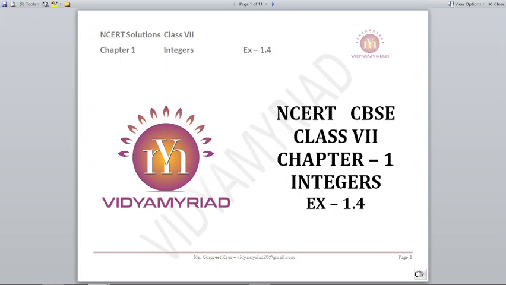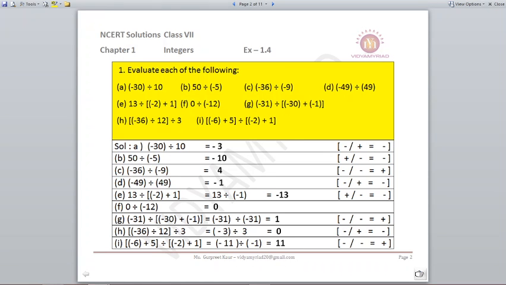Today I have come up with exercise 1.4 for class 7 integers, which is the last exercise. Let us quickly do it. Question number 1. Evaluate each of the following. Where you have a number of parts, we need to just divide and take care of the minus sign like we did in the previous exercise.